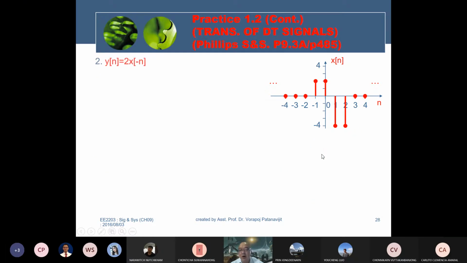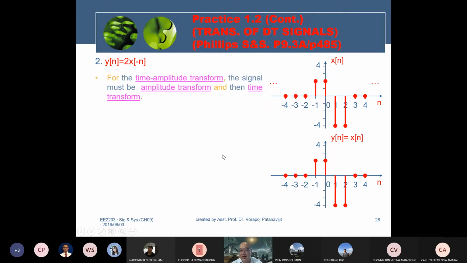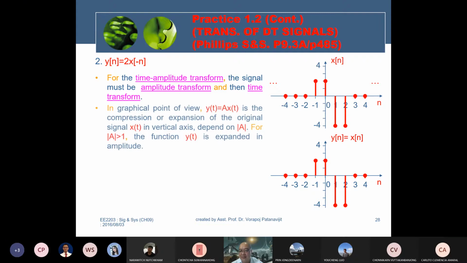Next one, y(t) equal to 2x(-t). In x(-t), minus represents time reversal, 2 represents amplitude scaling. For time and amplitude transform, the signal must be processed with the amplitude transform first, and then the time transform later. In the graphical point of view, y(t) equal to a x(t) is the compression or the expansion of the original signal x(t) in the vertical axis, depending on absolute a. In this case, absolute a is equal to 2, it means it's greater than 1. Therefore, the function y(t) is expanded in amplitude.